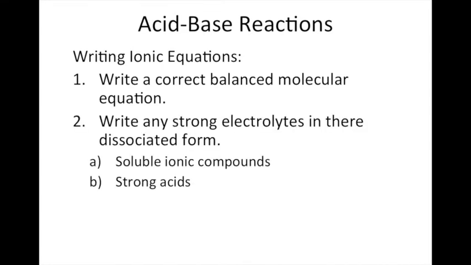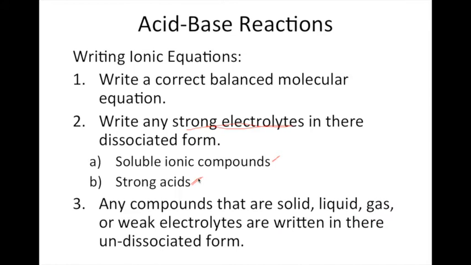We did that. The second step, write any strong electrolytes. So be sure that you're familiar with what that term means. Write any strong electrolytes in their dissociated form. Strong electrolytes include soluble ionic compounds and strong acids. So be careful. Be sure that your acid is a strong acid and not a weak acid. And third, any compounds that are solid, liquid, gas, or weak electrolytes, we write in the undissociated form. So we don't write them separated into their ions.